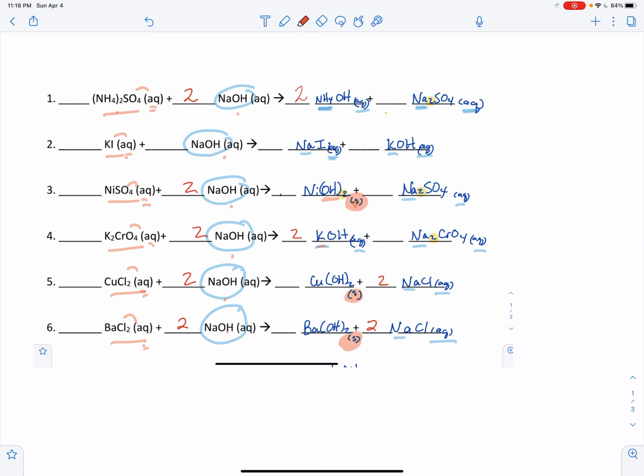The 3 that don't make a solid, which would be this one and this one, will go a different direction. We'll have to do different reactions with them. So for any of the solid reactions, they are either this one or this one.